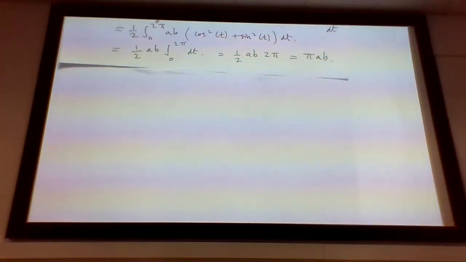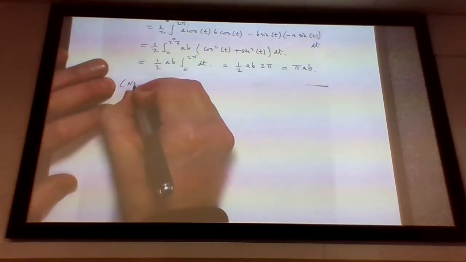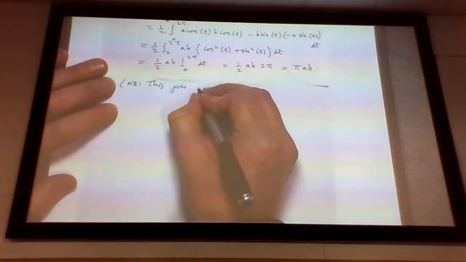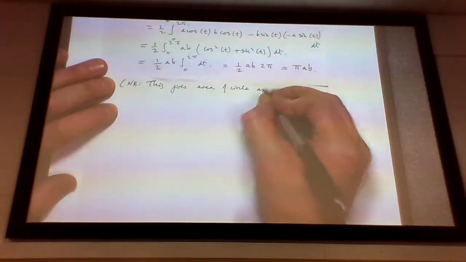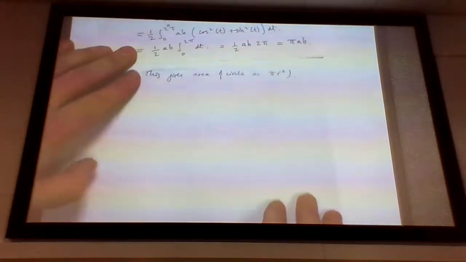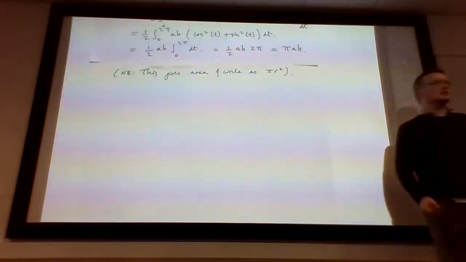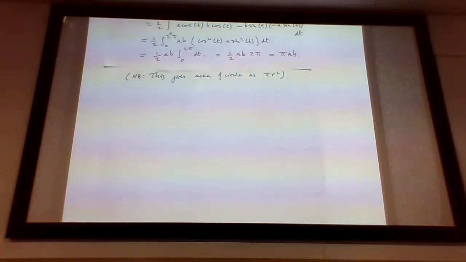So this is our formula for the area of the ellipse. Notice that if a and b are the same value, this gives the usual formula for the area of the circle, pi r squared, because the circle is when both a and b are the same value. If they're both equal to r, you're talking about the circle of radius r, so again, this gives you the familiar formula for the area of the circle.